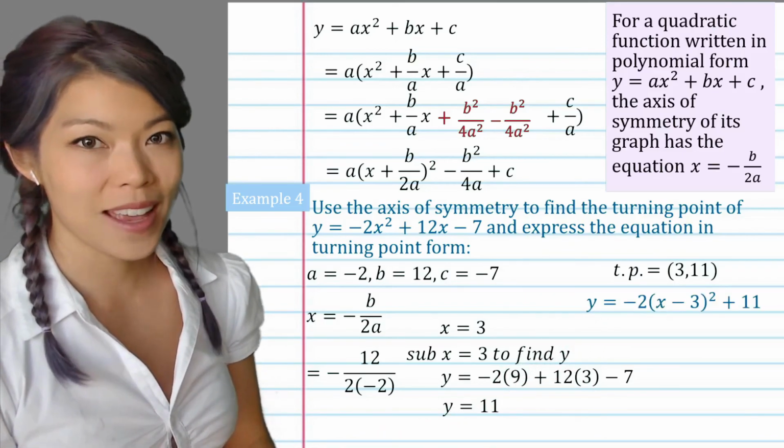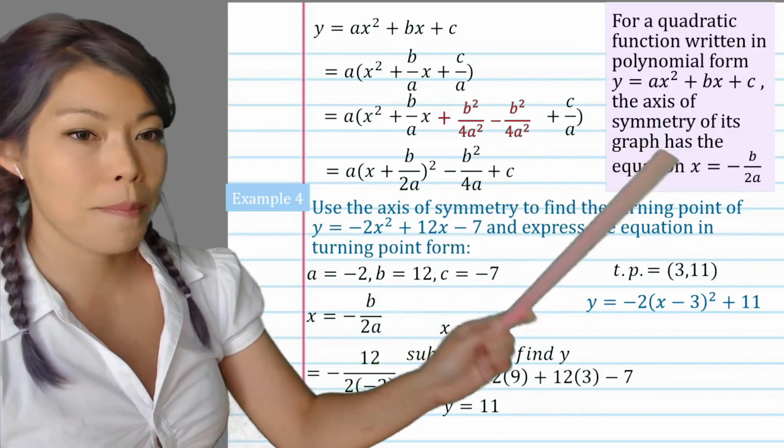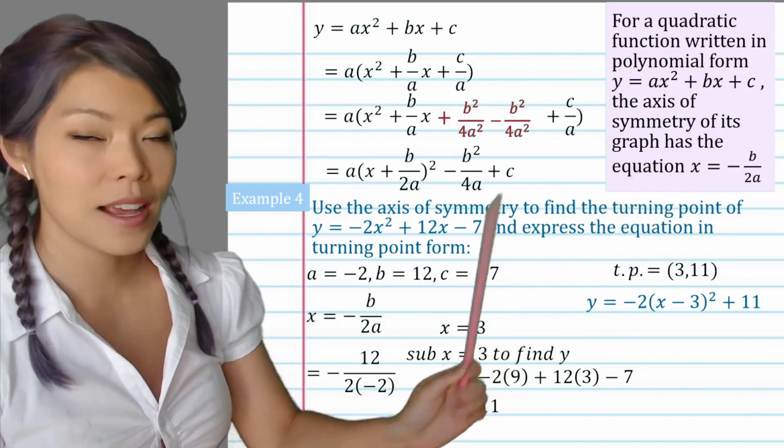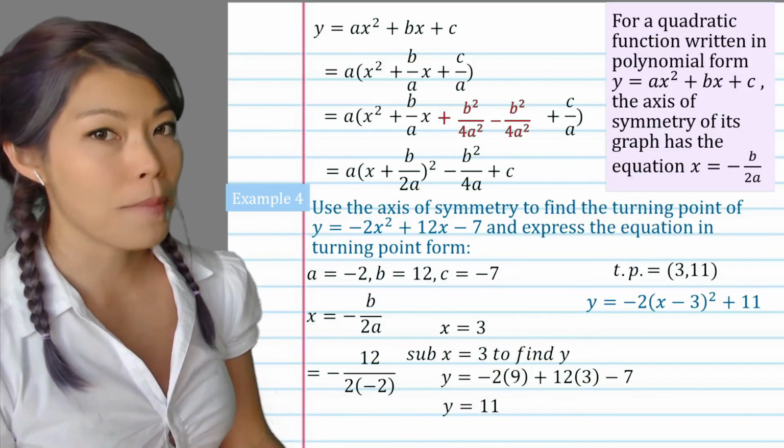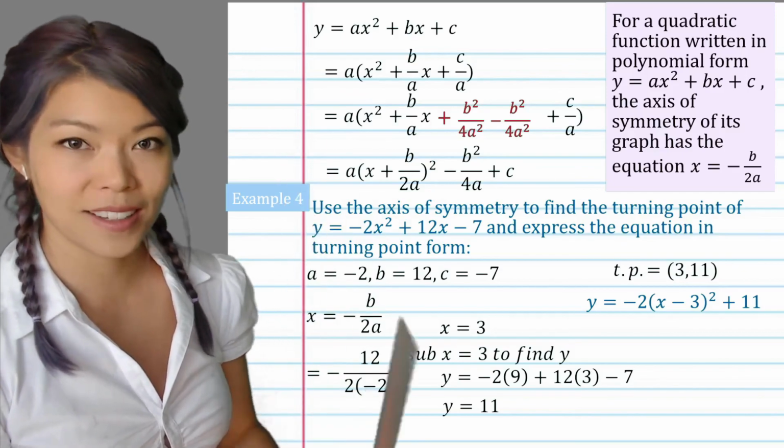That's it from me today. Thank you for watching. You might want to try this example again, and don't forget to memorize this. The axis of symmetry is x equals minus b over 2a. Memorize that. I'll ask you next time I see you. Okay.